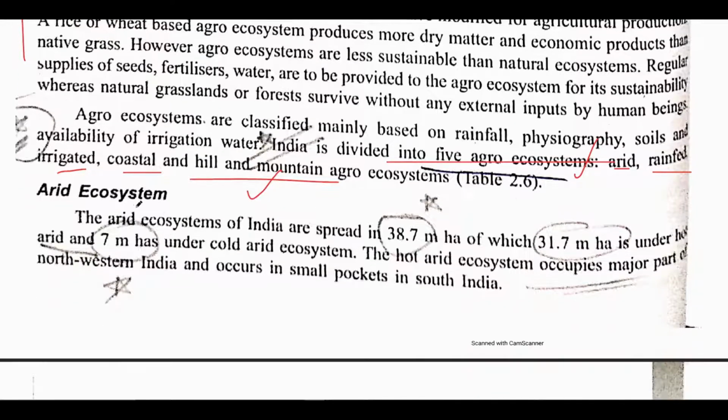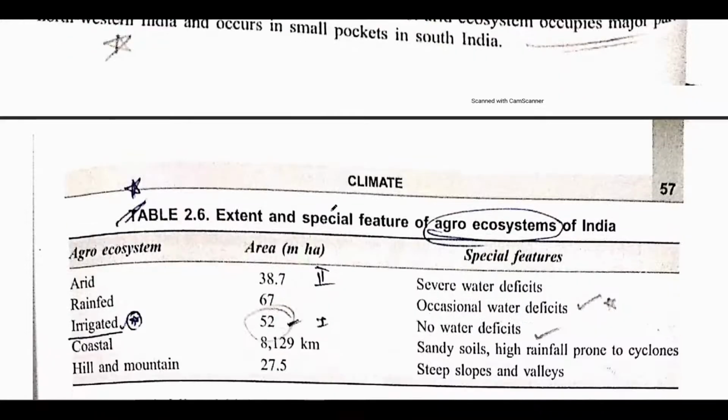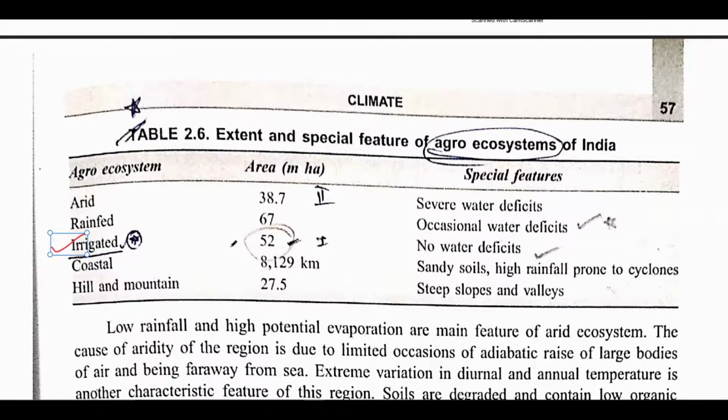Now out of this, the arid ecosystem is spread in it. Basically these are stats that are continuously changing, so do not remember these stats. What is to be remembered is that the maximum area is under irrigated condition. Second is the arid region.